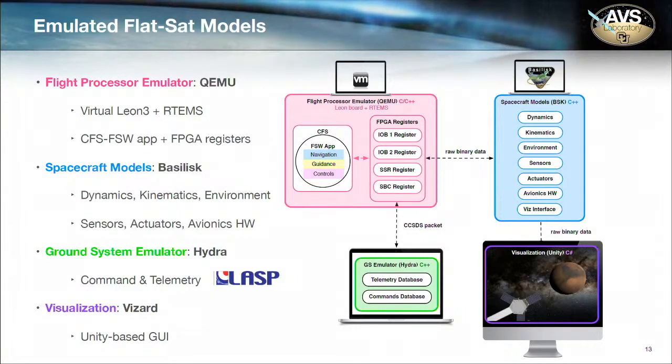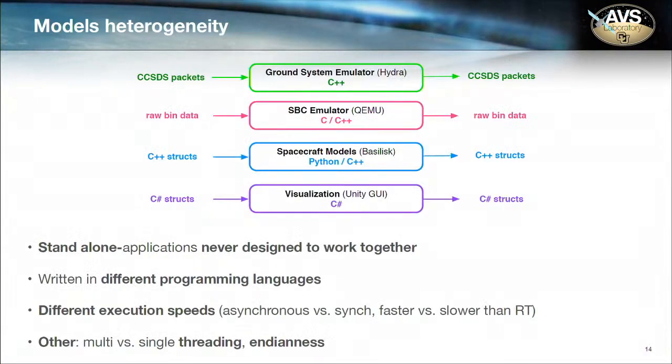The challenge of enabling communication between all these models is that these are all standalone applications that were never designed to work together. So they are completely heterogeneous. They are written in different programming languages: C++, C, Python, C#. They have different execution speeds. Some of them are asynchronous, like the ground system, which is event-driven, while others are synchronous, like CFS flight software or the spacecraft physical simulation. But even among the synchronous ones, they have different execution speeds.